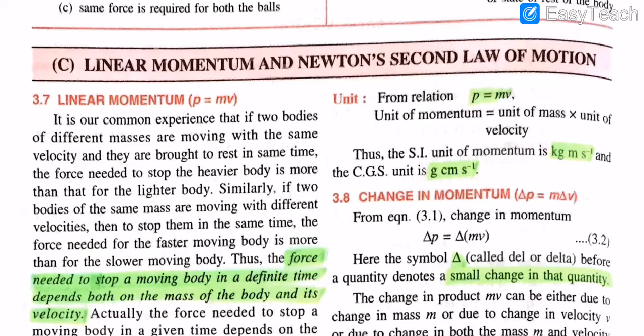And similarly, if two bodies of the same mass are moving at different velocities, then to stop them in the same time, the force needed to stop the faster body is more than for the slower body, because it's going very, very fast.